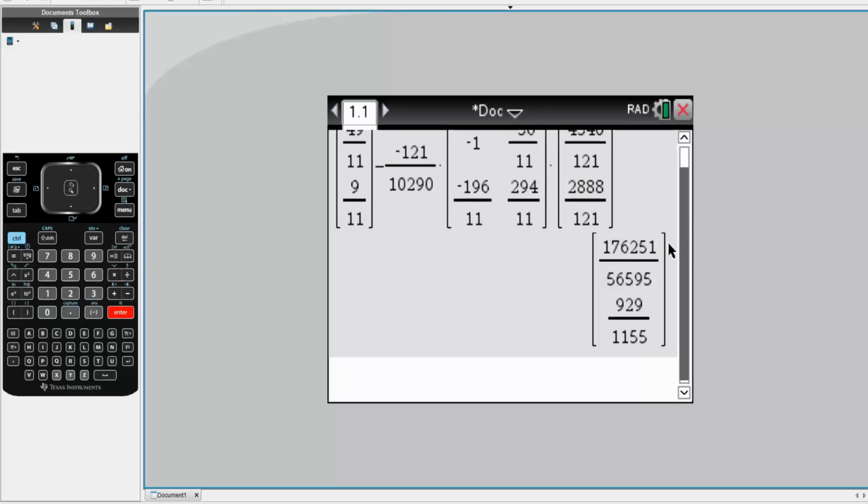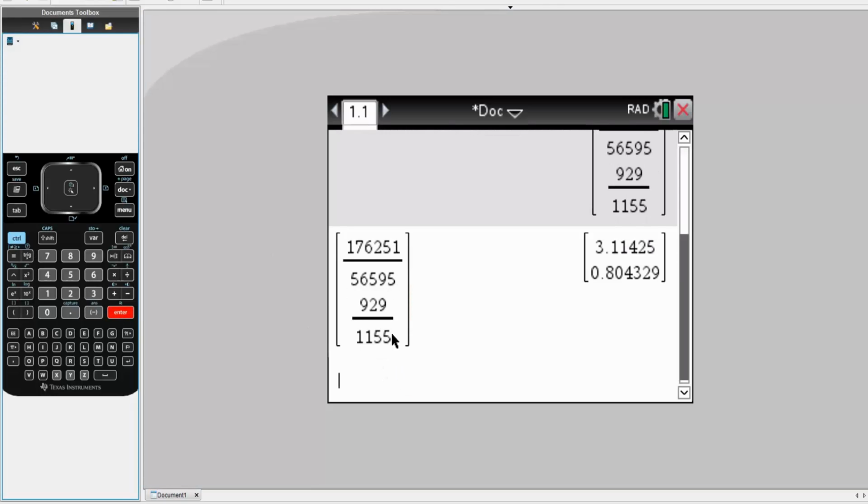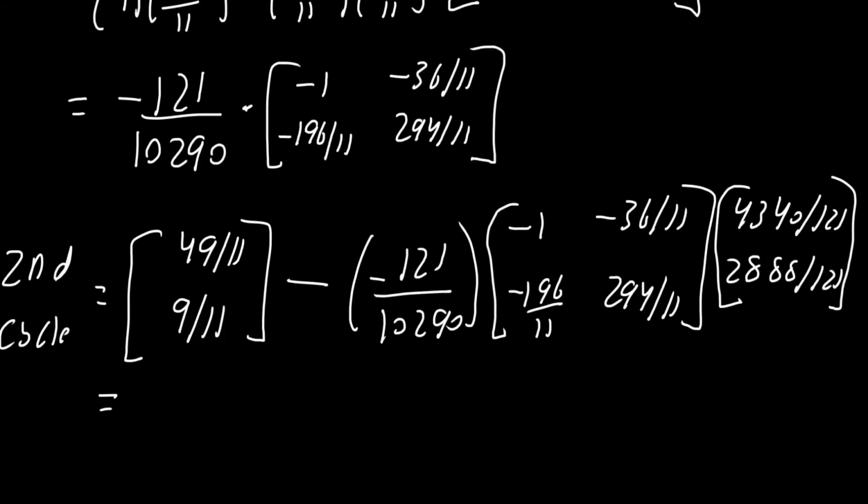We hit enter and we get approximation since this is the final cycle. Control enter. So x1 would be 3.114 and x2 would be 0.804 after 2 cycles. And that's all we need to do for this problem.